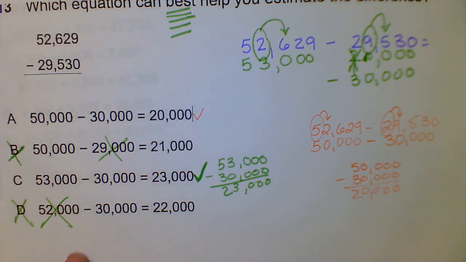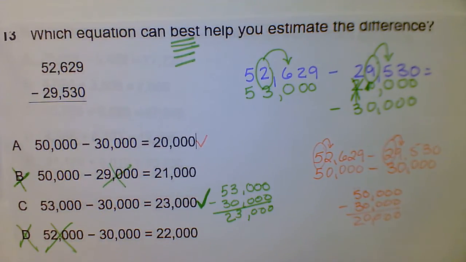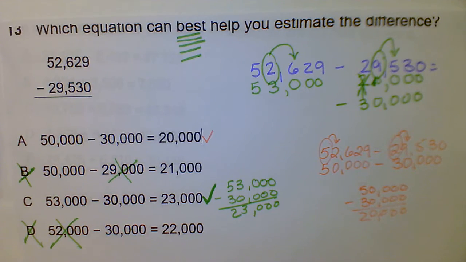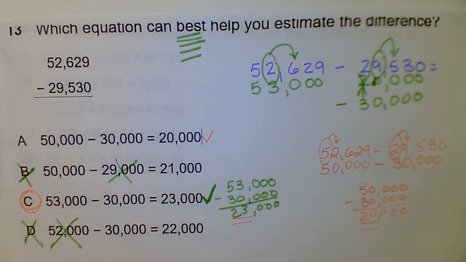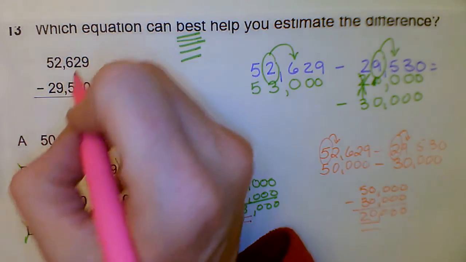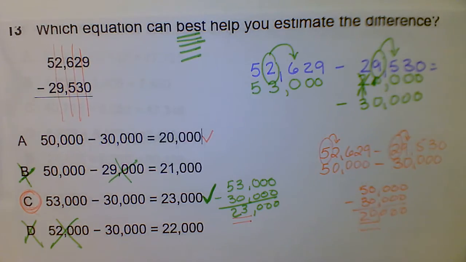But remember what I said? Which one would best help us to estimate? Which one is a better estimate? Which one's more accurate? What I can tell you is that this number is more accurate than this number. When you round to the nearest 1,000, that is a more accurate estimate. And we could actually really quickly try that over here. Let's go ahead and see if it's true, if it really did work.